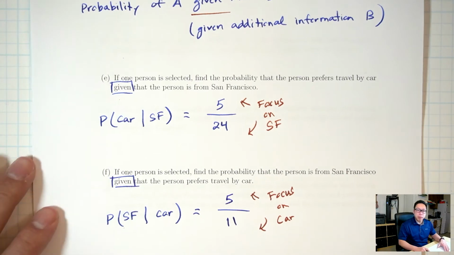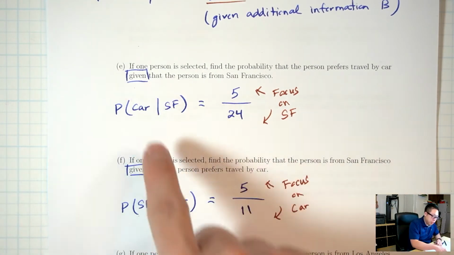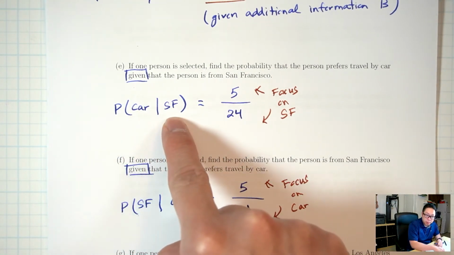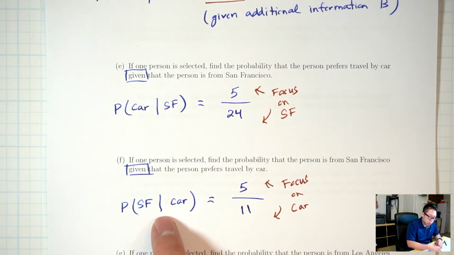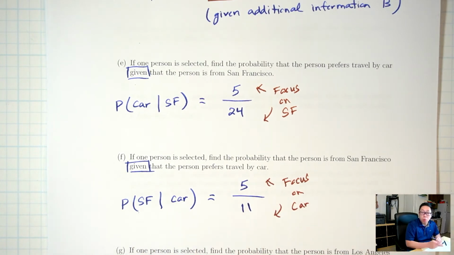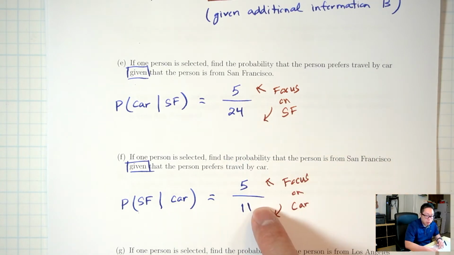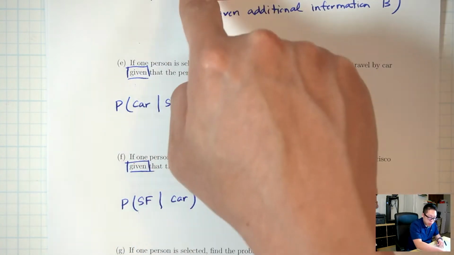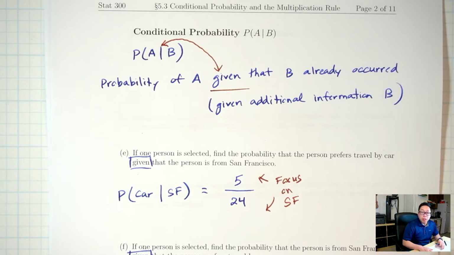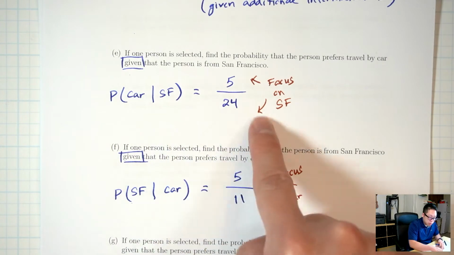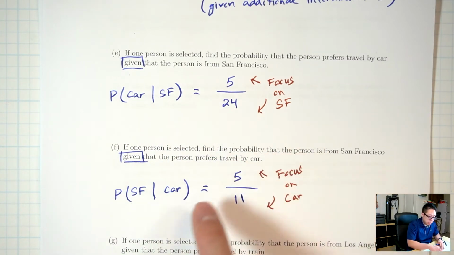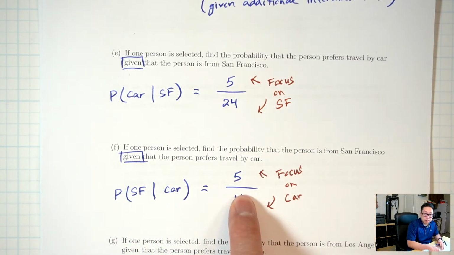All right, so let's pause here a bit. Notice that in part E, it's car given San Francisco. In part F, it's San Francisco given car. So the only difference here is the order. And notice that you do get two different answers. So the point I'm trying to make here is that for given problems, for conditional probability problems, the order does matter, right? So car given San Francisco gets you a different answer than San Francisco given car.